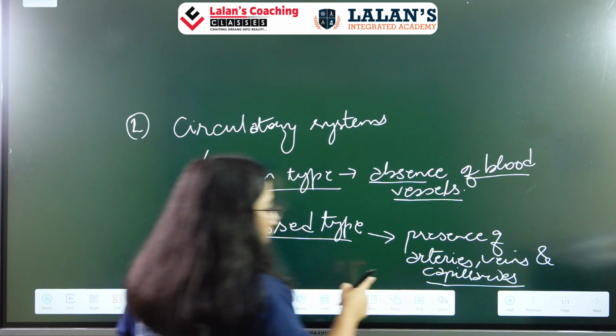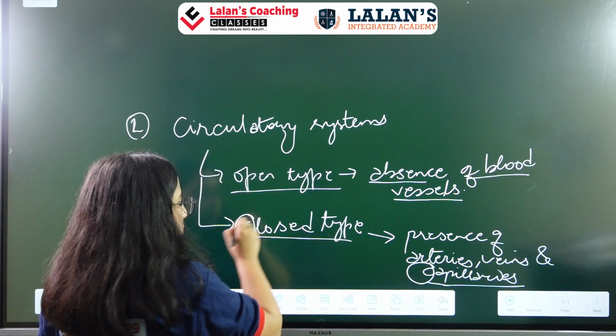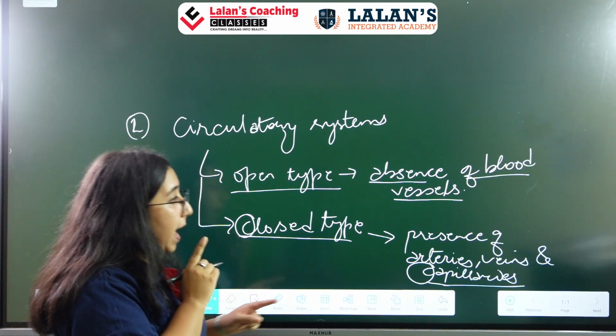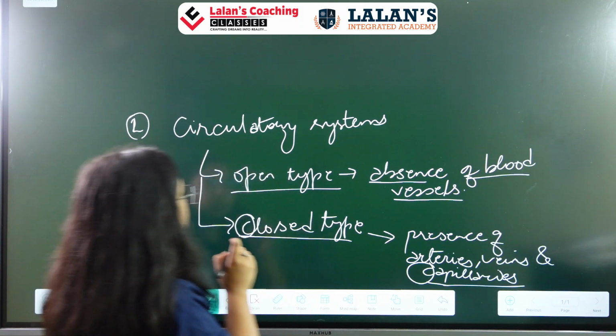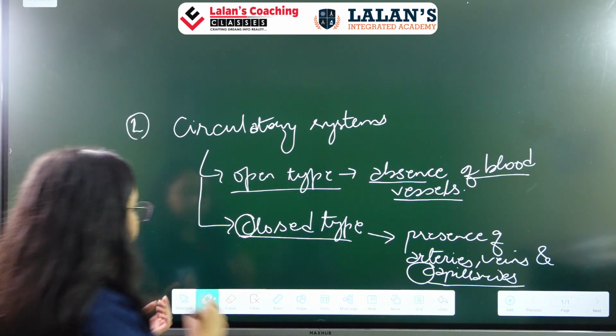A hint to remember this is, if there is a presence of capillaries, then it is a closed type of circulatory system. And if an organism has an absence of blood vessels, we can say that the organism has an open type of circulatory system.